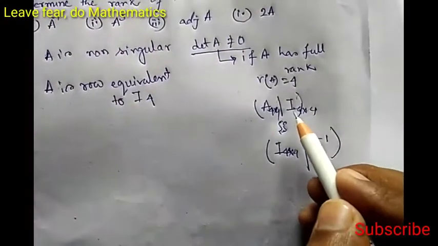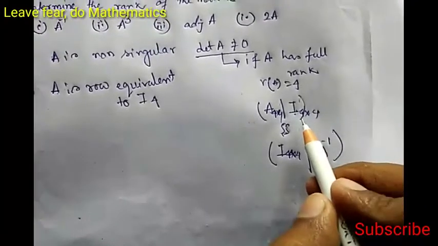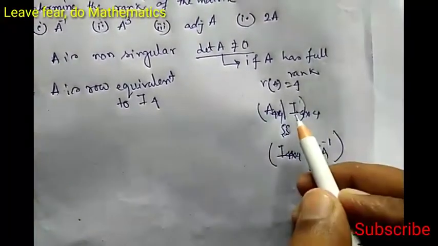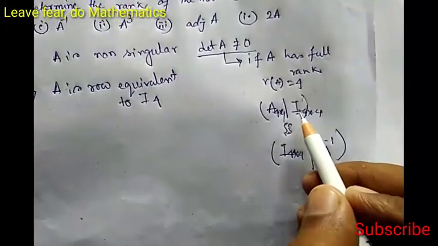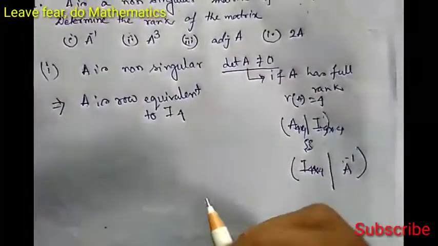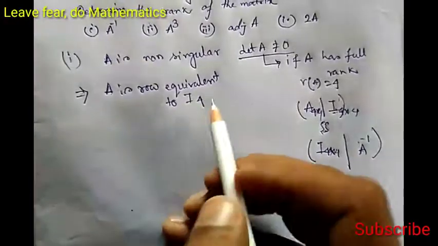So obviously A inverse is row equivalent to I4, so A inverse has the same rank as I4. I4 is the identity matrix of order 4 and has rank 4, so A inverse will have rank 4. This is the intuitive idea. So how do we write this idea mathematically? This is the process. A is non-singular, so A is row equivalent to I4.